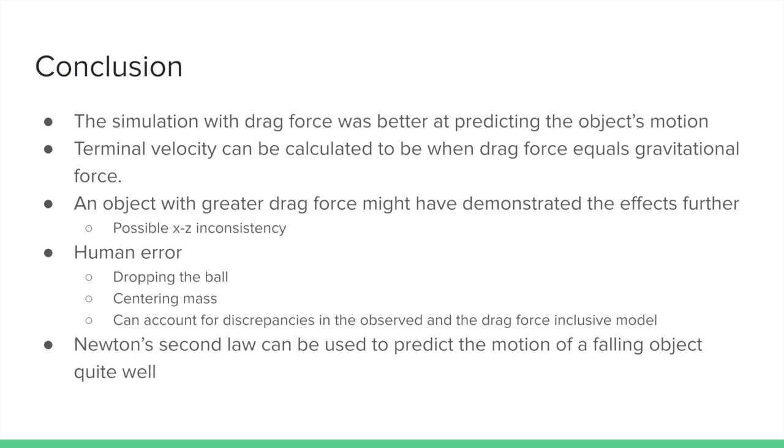There was also the influence of human error in dropping the ball and centering the mass, which could account for the differences between the observed and the drag force inclusive model. Overall, Newton's second law can be used to predict the motion of a falling object quite well, and accurately simulated the movement.